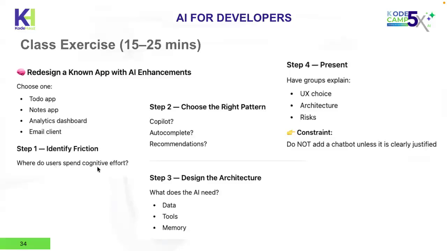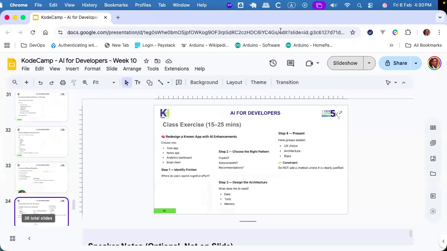Where do users spend cognitive effort, right? That's the first thing. Identify the friction. Then choose the right pattern. What should we do here? Copilot, autocomplete, or recommendation. Then we can look at the architecture to design. What does the AI need? At least if we choose any of these, what does the AI need? Data, tools, or memory? Then step 4. I just want some discussion around it.